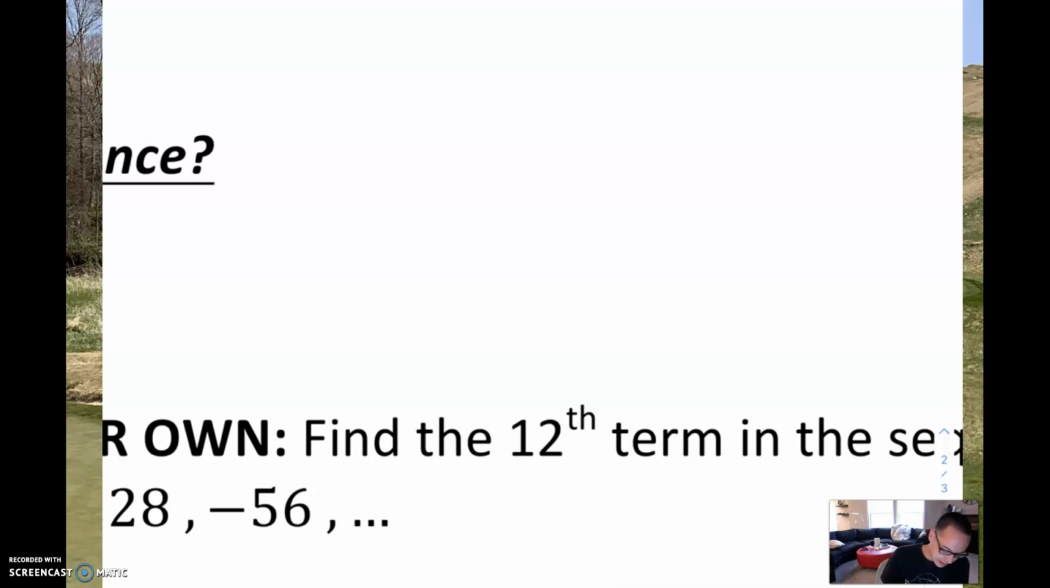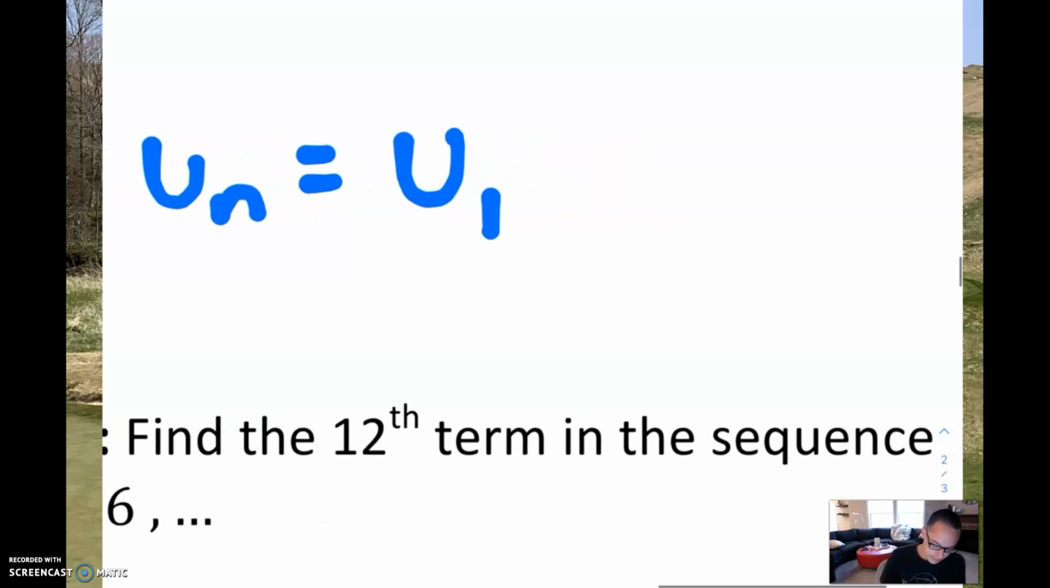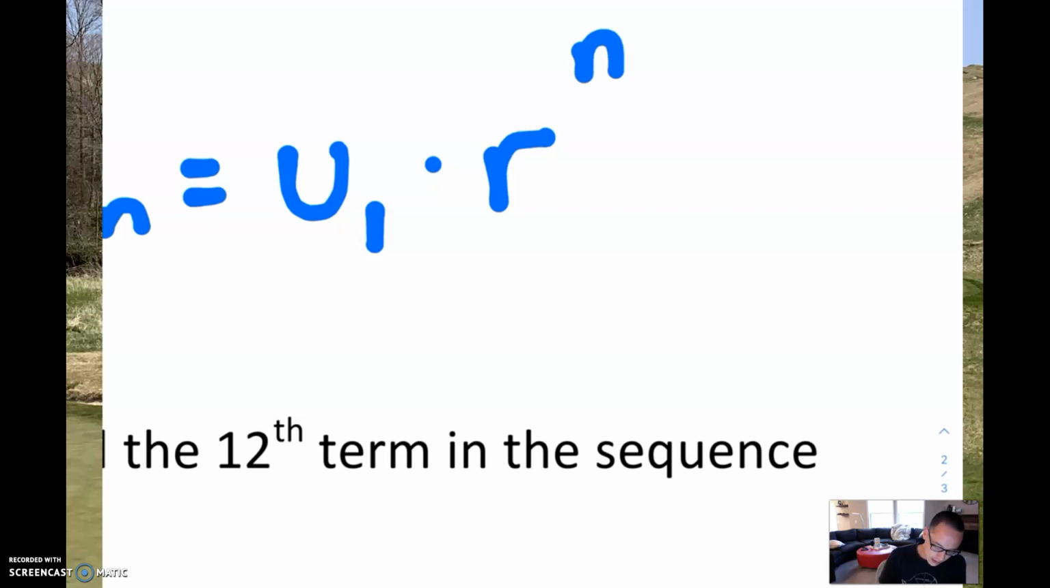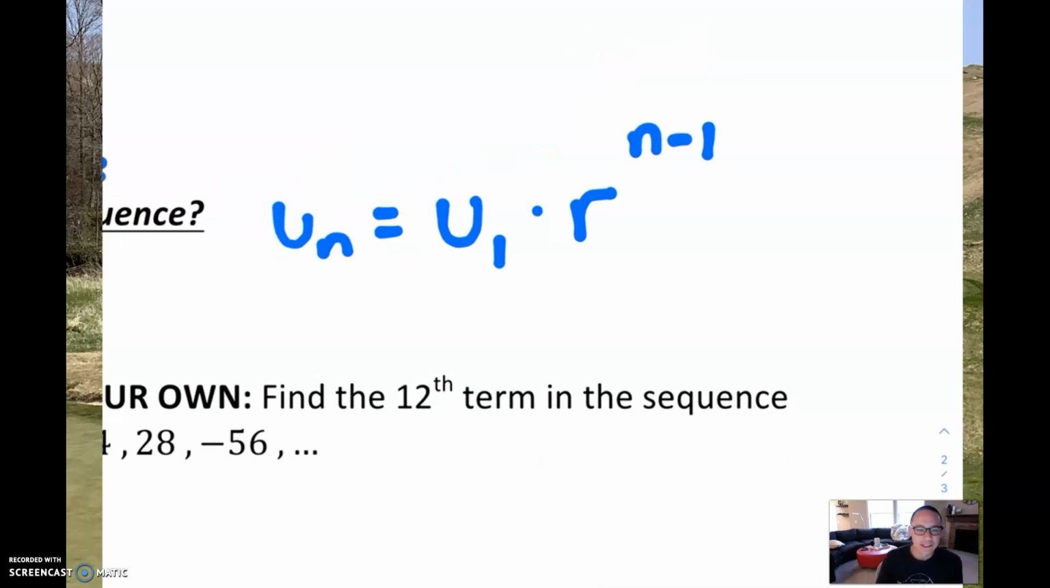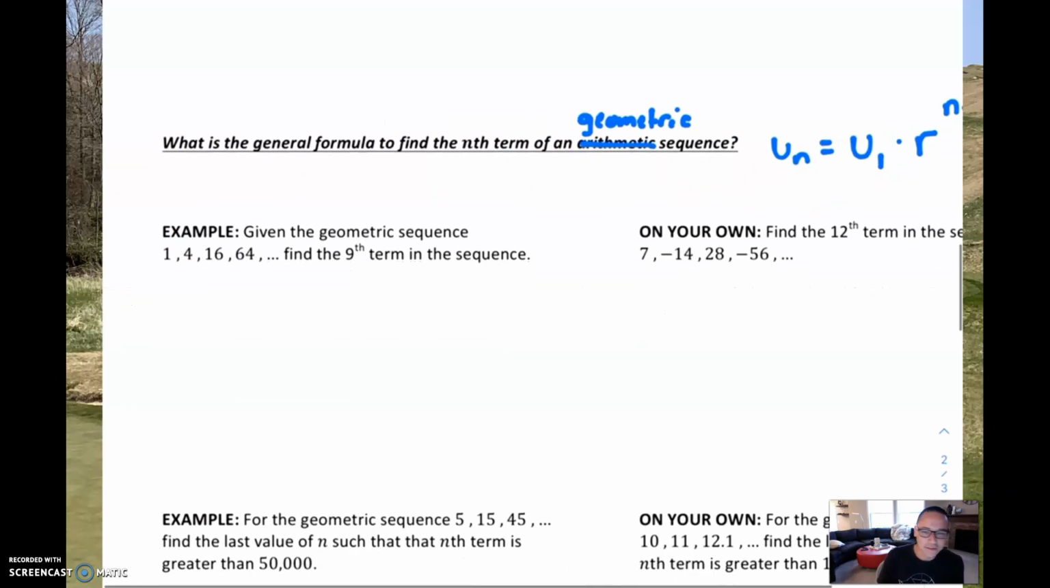So if we are working on geometric sequences, the IB formula booklet is going to give you this formula. It is U sub n, the value of the nth term, is equal to U sub 1, that is again the first term, times your common ratio to the n minus 1 power. And we'll explain why that formula is the case in just a second. So once again, change that arithmetic to geometric. That's a copy and paste mistake from the last notes.